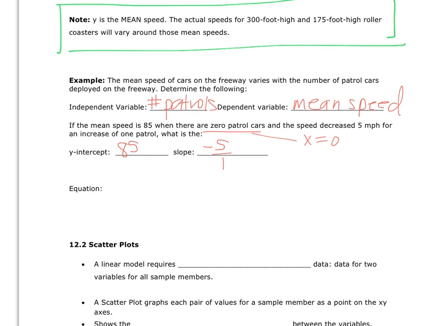All right, so we can write down what the equation is here. It's y equals, remember that the y-intercept is a and the slope is b. So y equals a, which in this case is 85, plus b, in this case -5x. Or we could just write that as y equals 85 minus 5x.